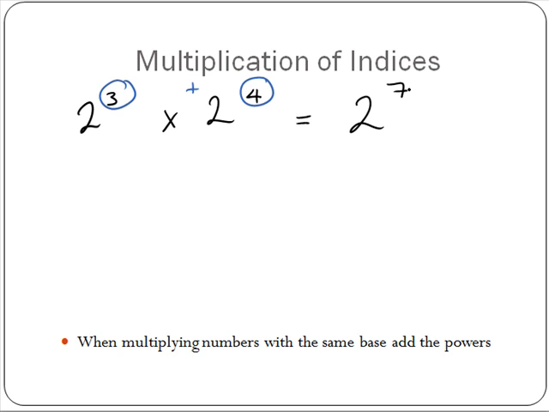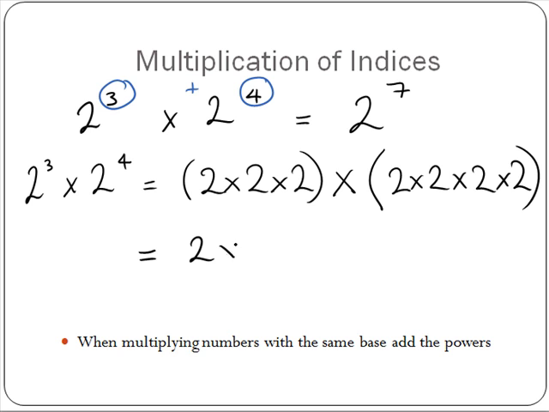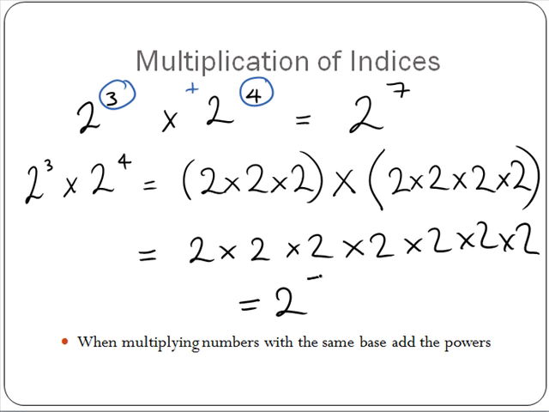To show how this rule works, we will break down the 2 to the power of 3 and 2 to the power of 4 into its separate parts. 2 to the power of 3 gives us 2 by 2 by 2. And this is to be multiplied by 2 to the power of 4, which is 2 by 2 by 2 by 2. So in all, this gives us 2 by 2 by 2 by 2 by 2 by 2 by 2, which equals 2 to the power of 7.